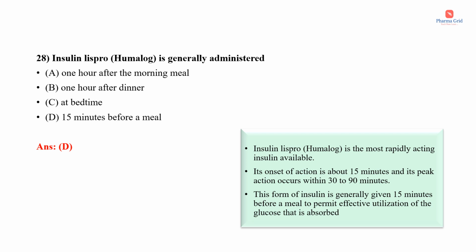Insulin lispro's onset of action is about 15 minutes and its peak action occurs within 30 to 90 minutes. This form of insulin is generally given 15 minutes before a meal to permit effective utilization of the glucose that is absorbed. So all these kinds of rapid acting insulin should be administered to mimic the prandial, that is the mealtime release of insulin, to control postprandial glucose. These insulins should be administered in the 15 minutes preceding a meal or within 15 to 20 minutes after starting a meal.